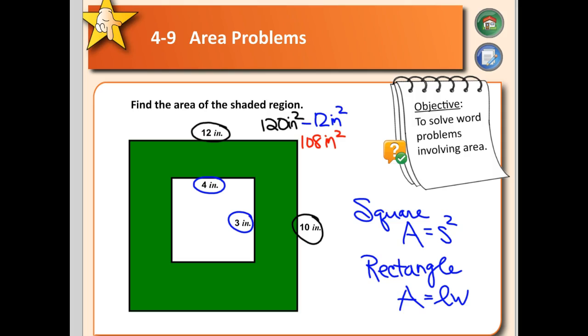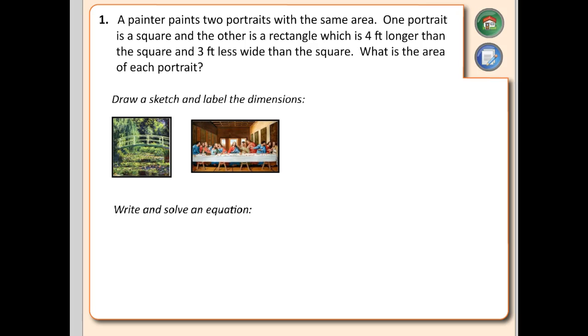Now we're going to use that same idea as we go through and look at these different area problems. We've got 3 different scenarios, and we're going to look at one of each. So scenario number 1, it says, a painter paints 2 portraits with the same area. One portrait is a square and the other is a rectangle, which is 4 feet longer than the square and 3 feet less wide than the square. What is the area of each portrait?